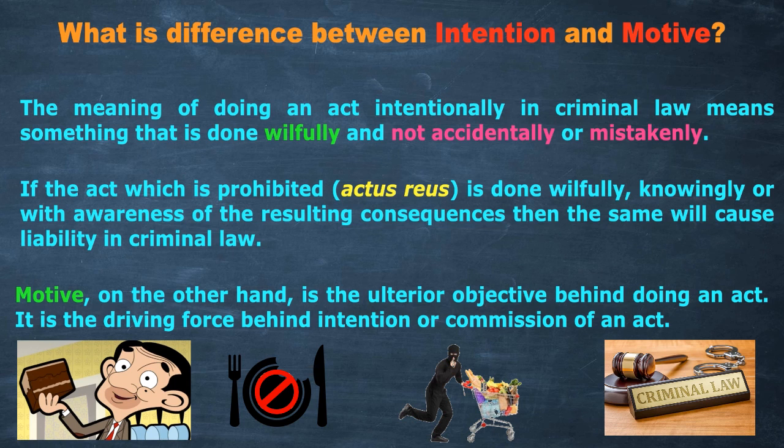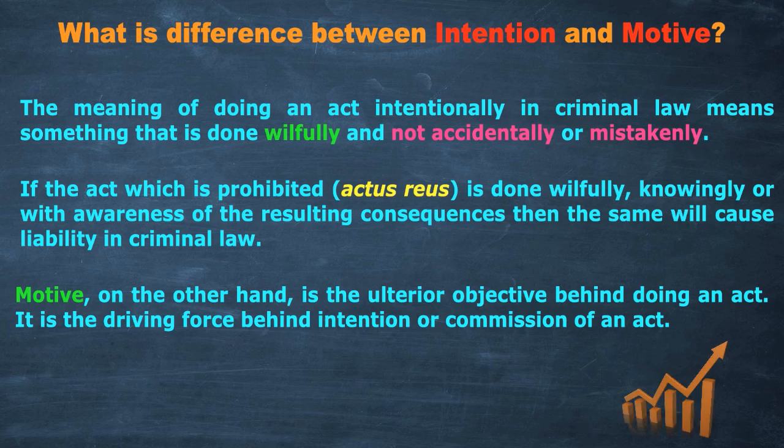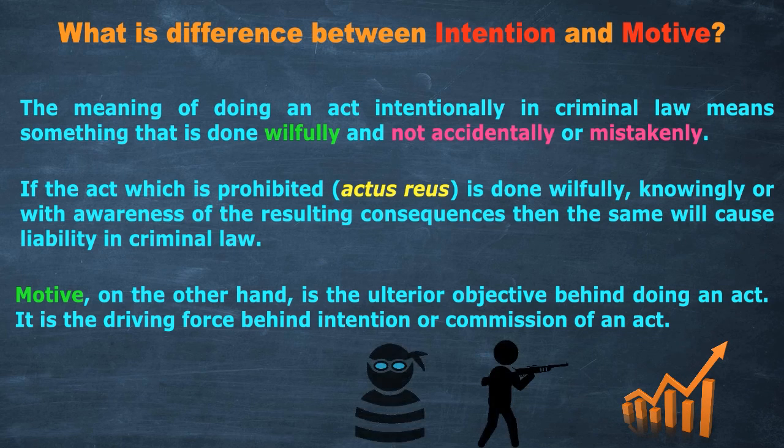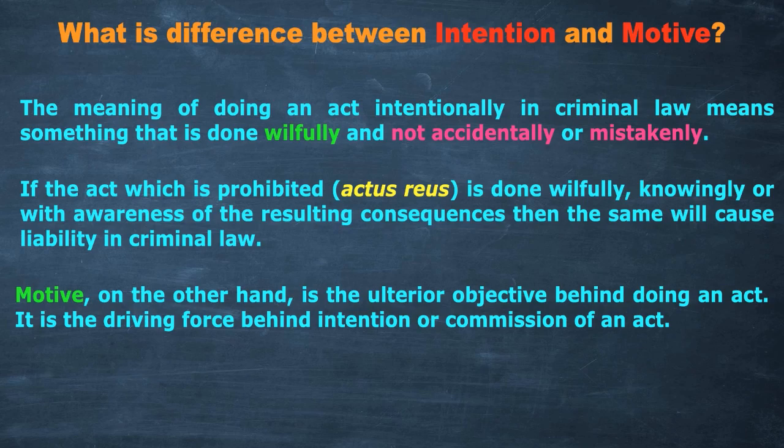Okay. So this is all about the meaning and concept of crime. I believe you must have understood the meaning, the stages of crime, the categories of crime, and of course, the elements of crime, that is mens rea and actus reus. And lastly, the difference between intention and motive. So, see you in the next video.